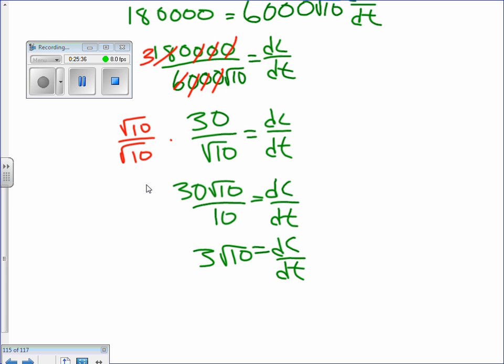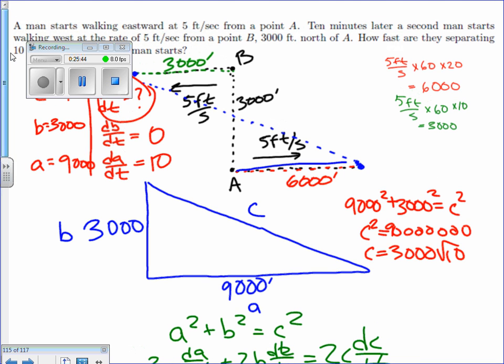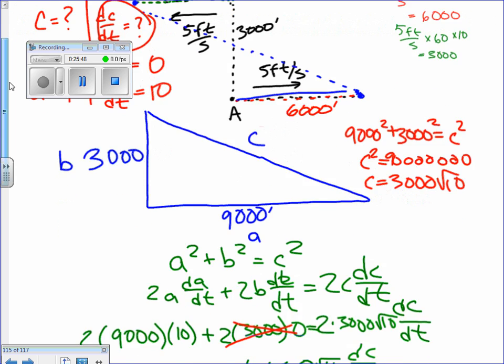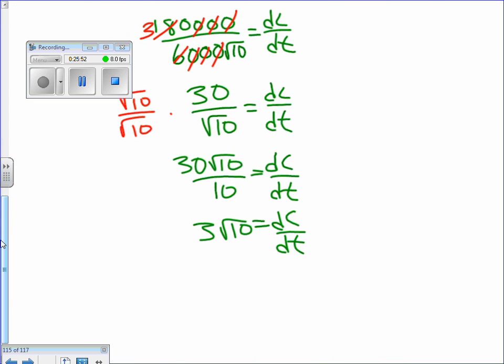Now, what is the unit of dC/dt? Let's look back at our problem. It's the rate of change of that distance. We were measuring in feet, and I think we did everything per second. So this is a measurement of feet per second: 3 square root of 10 feet per second. I'll just throw it over here. 3 root 10 feet per second. All right, very good. On to the next one.